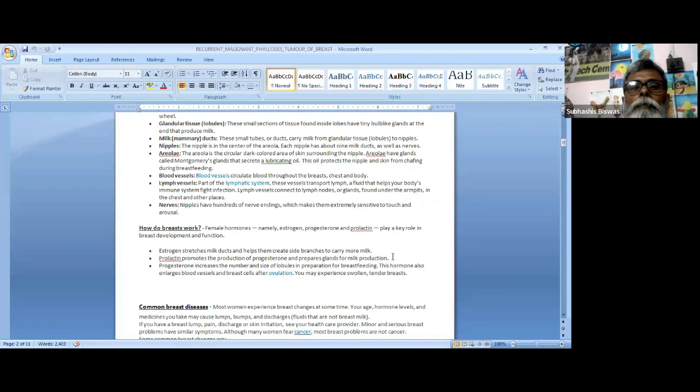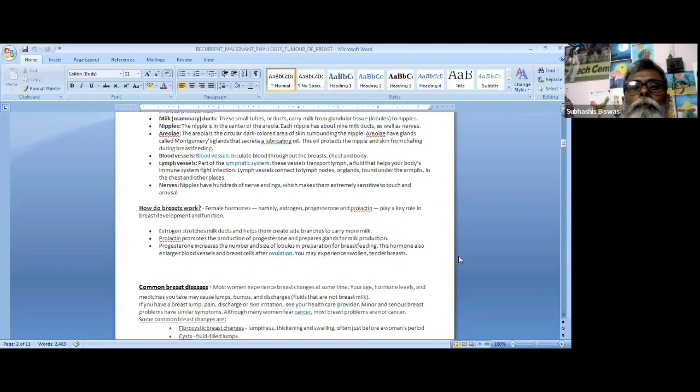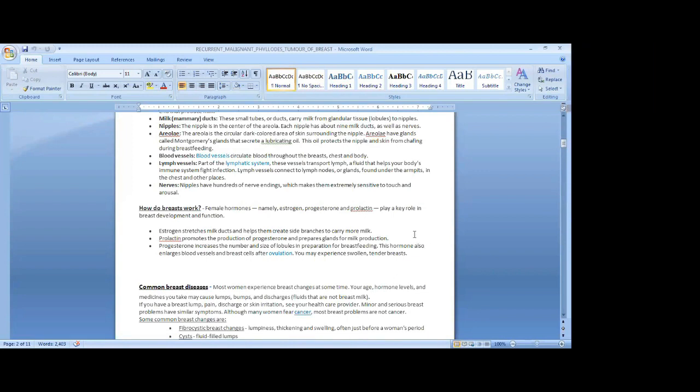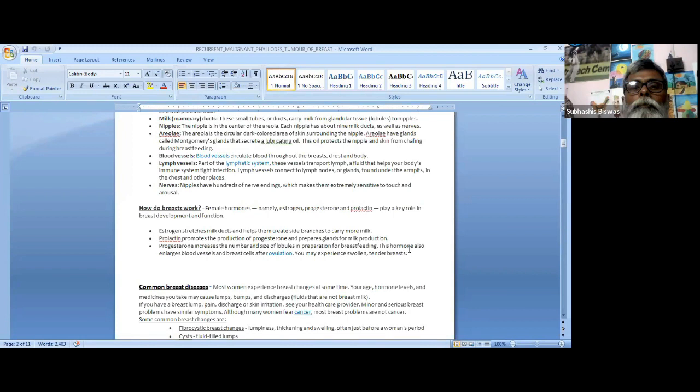Female hormones, namely estrogen, progesterone, and prolactin, play a key role in breast development and function. Estrogen stretches milk ducts and helps them create side branches to carry more milk. Prolactin promotes the production of progesterone and prepares glands for milk production. Progesterone increases the number and size of lobules in preparation for breastfeeding. This hormone also enlarges blood vessels and breast cells after ovulation. You may experience swollen, tender breasts.